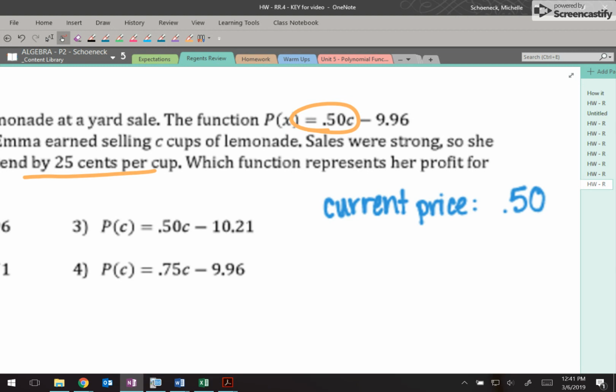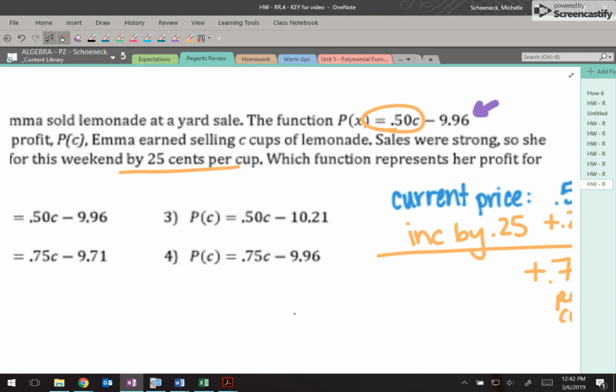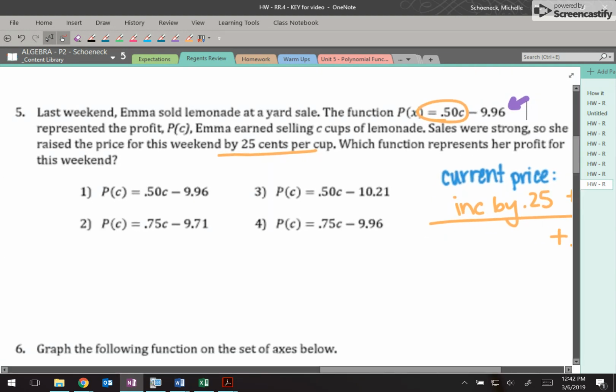We're going to increase it by 25 cents. So we are going to add 25 cents to the current price. So our new price per cup is 75 cents. Did we do anything to change our starting value? No, we didn't. So we want the starting value to be the same, but we want an increase in the slope. So answer choice number 4.